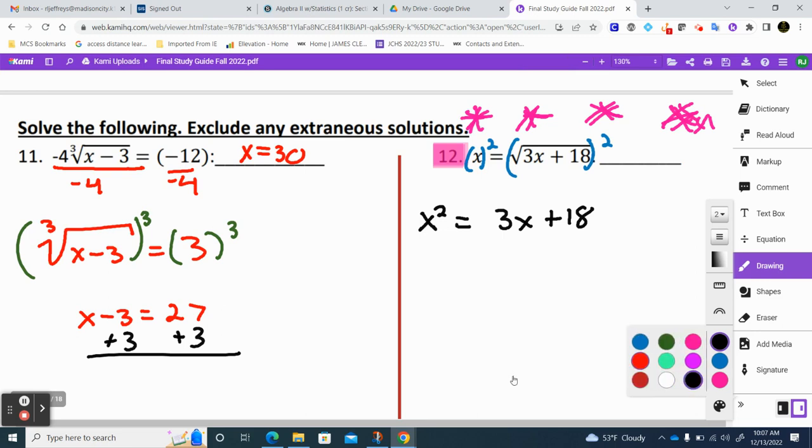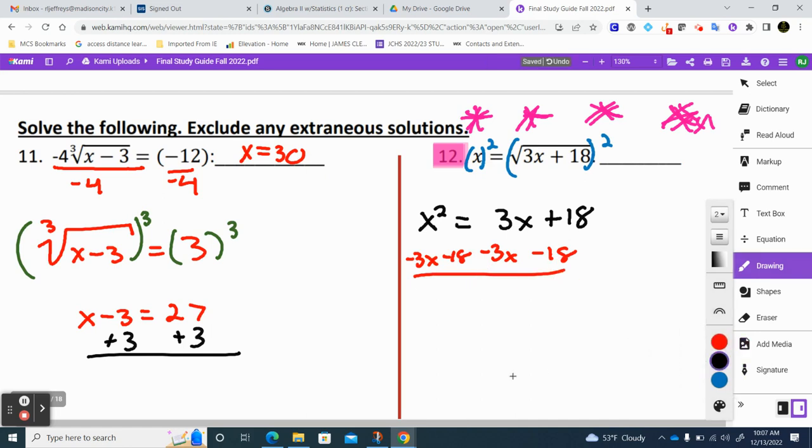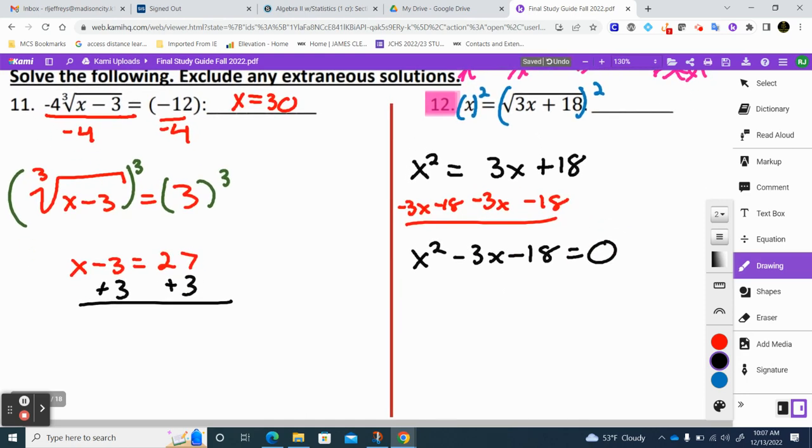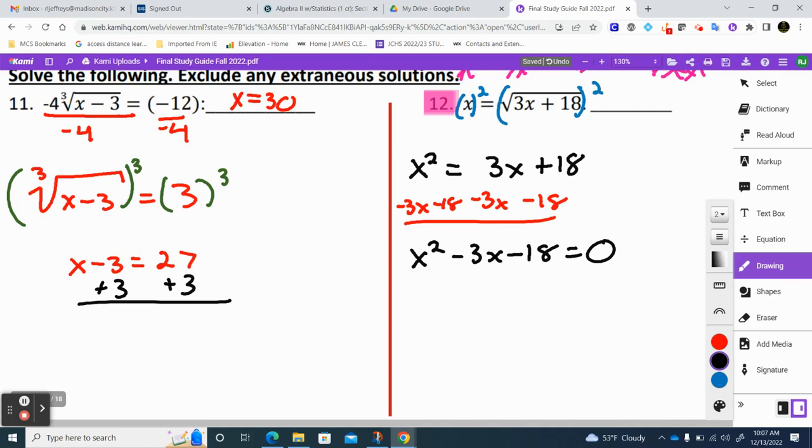All right. So we're going to move everything over. And we can do it all at once because nothing's like terms. And now we're close to being done.